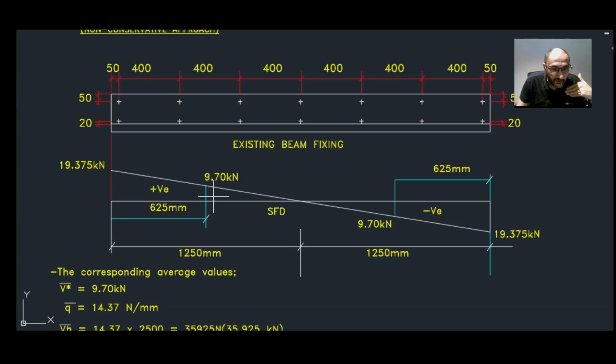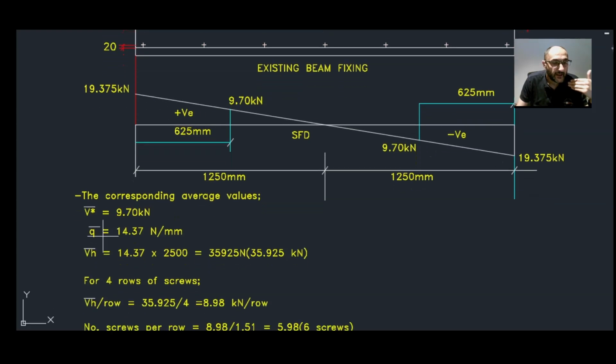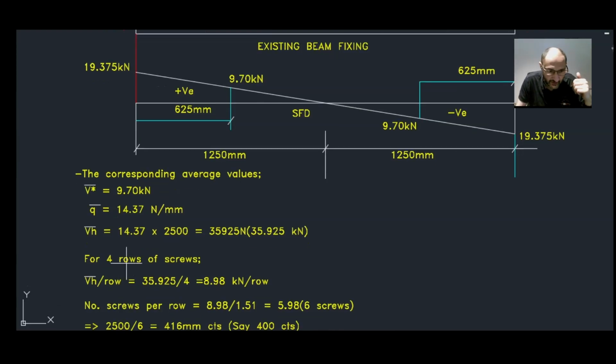Right, now the corresponding average values: if we take the average value of that shear force, it will be 9.7 kilonewton, okay? That's approximately at 625 millimeters, obviously halfway. The average shear flow would work out to be 14.37 Newton per millimeter, and the average total shear force is 14.37 times 2500, and that would be 35925 Newton, which is 35.925 kilonewton. I mean, half of that initial value that we worked out before.